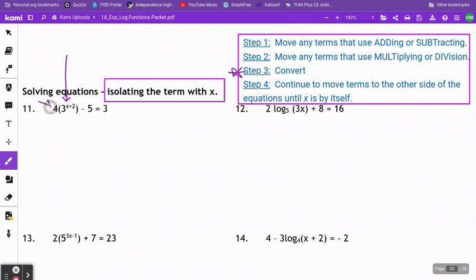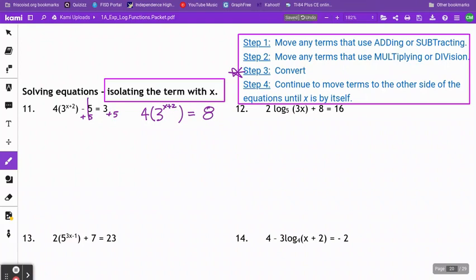I need to move this 4. I need to move this 5. And when I say move, I mean move it to the other side of the equation. So let's start to do that first. Let's move anything we see that has to do with adding or subtracting first. That's what my step 1 tells me to do. So I'm going to add 5 on both sides of the equation in order to move this over to the left. So now I'm going to have 4 times 3 raised to the x plus 2 equals 8.